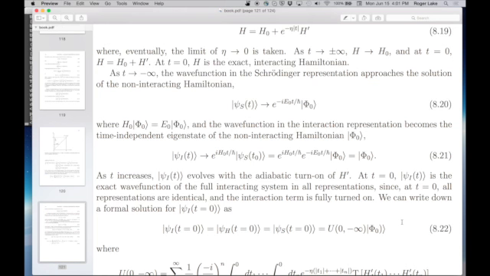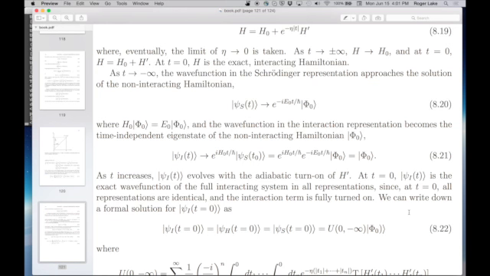Sorry, there's an extra parenthesis there. That shouldn't be there. Okay? So at t equals 0, this is your wave function. And it is exact if you could evaluate that S matrix exactly. So that expression is exact.